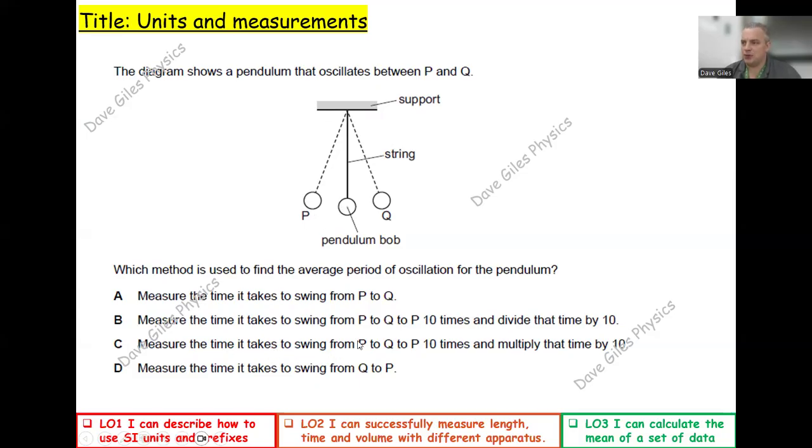Measure the time it takes to swing from P to Q to P 10 times and multiply by 10. Well, actually, you're going to get 10 times the time period, and then I'm going to times by 10 again, so you're going to get 100 times the time period there. That won't work. Measure the time it takes to swing from Q to P. Again, that's half an oscillation. So B was indeed correct.